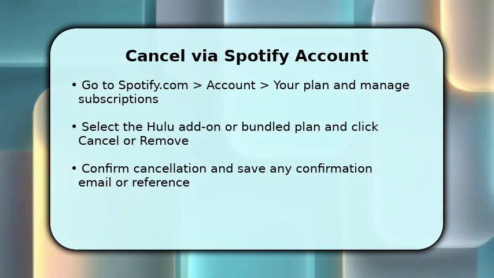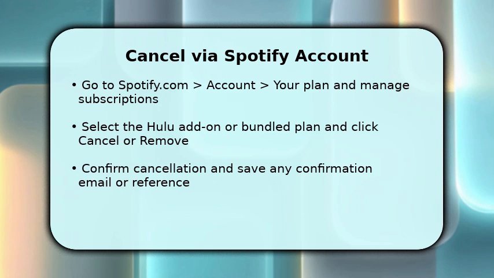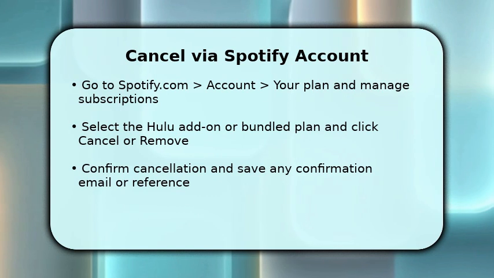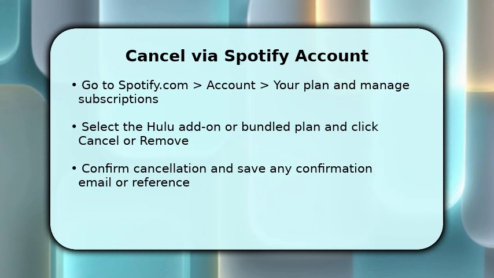You now navigate to Spotify on a desktop browser for full controls. Sign in, choose account, then your plan or subscriptions. Find the Hulu entry under add-ons or bundle details. Click Manage and then cancel or remove add-on, confirm when prompted.